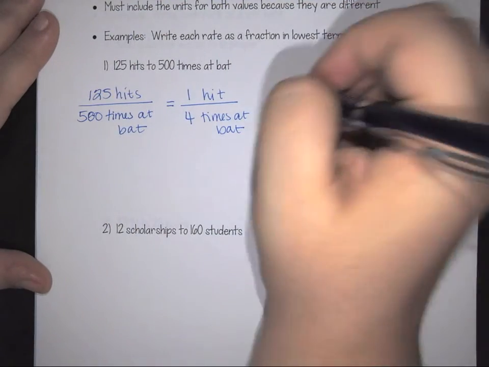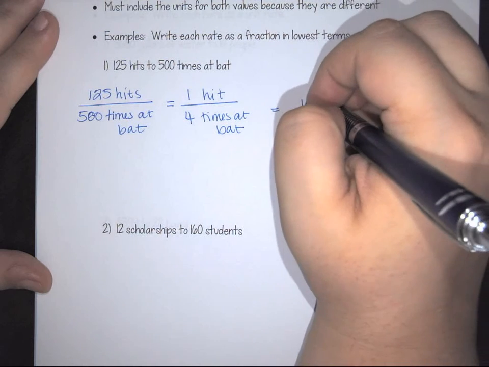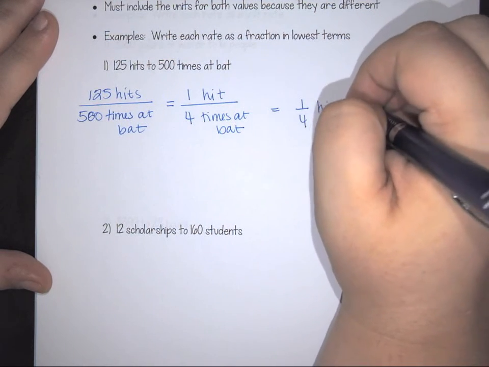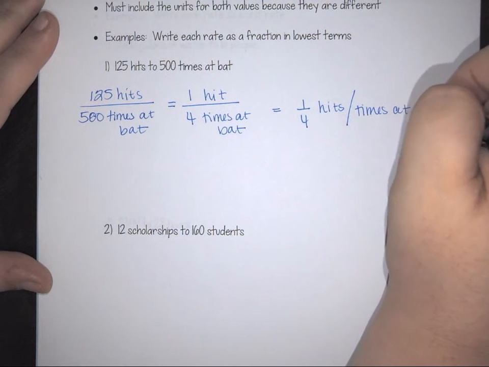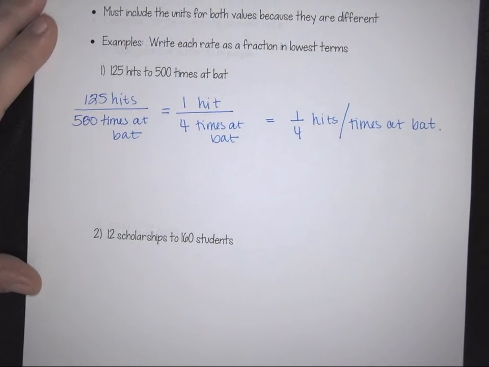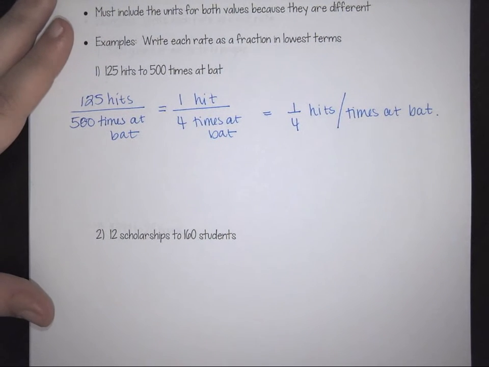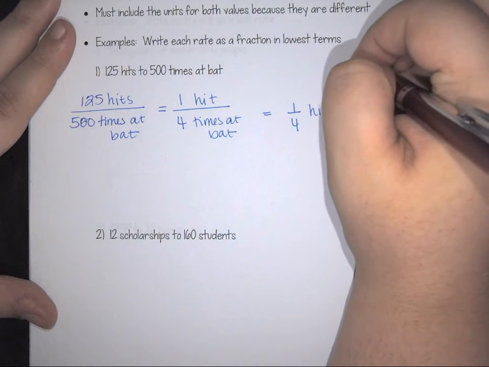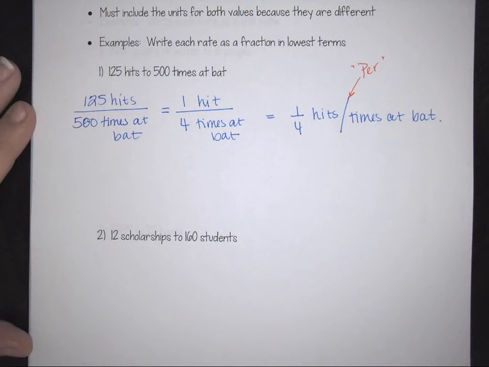Or the other way that we like to say it is we like to say that this is 1/4, and then we would say hits per times at bat. Okay, so this is where that comes in. Where this slash here means the word per. Okay, and it's really just as simple as that.